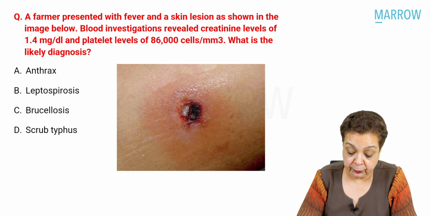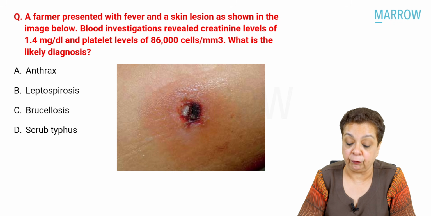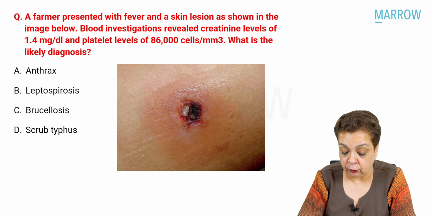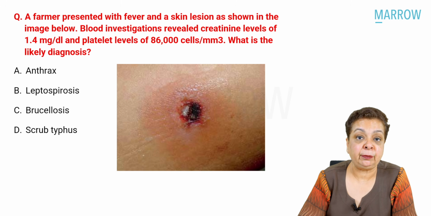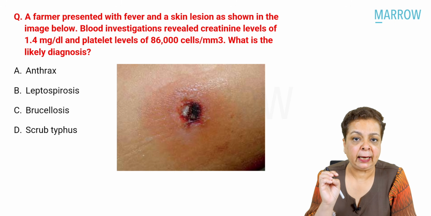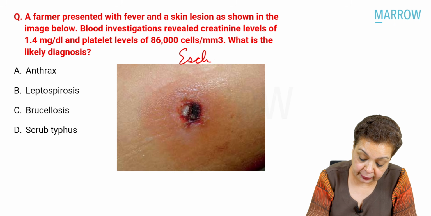Okay. A farmer presented with fever and a skin lesion as shown in the image below. Blood investigations revealed creatinine levels of 1.4 milligram per deciliter and platelet levels of 86,000 cells per cubic millimeter. What is the likely diagnosis? Okay, so this image is showing us a black necrotic scar in the middle. So what is this? It is eschar.